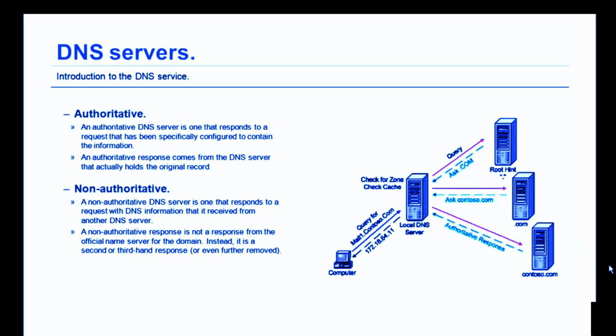Then there are non-authoritative DNS servers. A non-authoritative DNS server is one that responds to a request with DNS information that it received from another DNS server. A non-authoritative response is not a response from the official name server for the domain. Instead, it is a second or third-hand response that's given back to the requester. In most cases, when we send a DNS request, we get a non-authoritative response back.